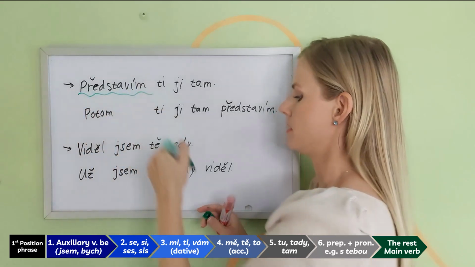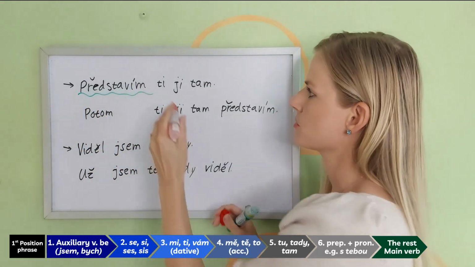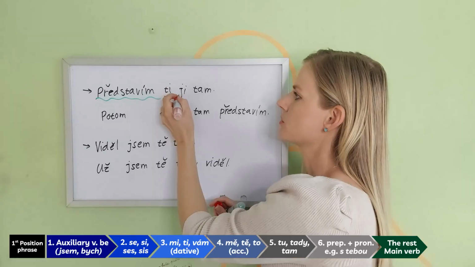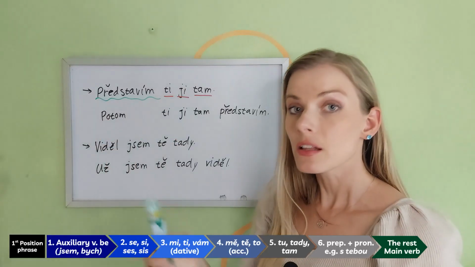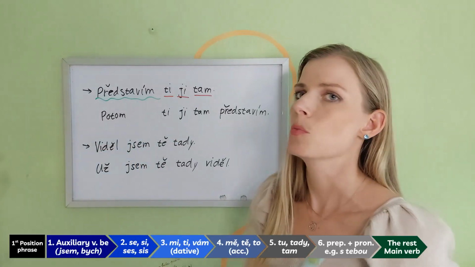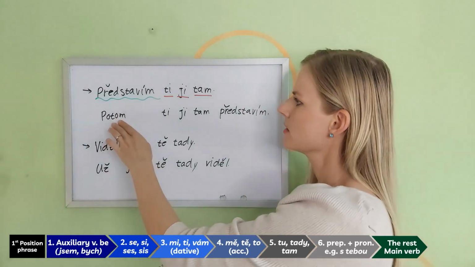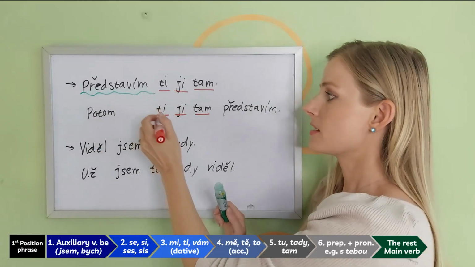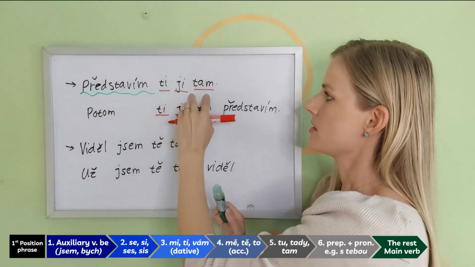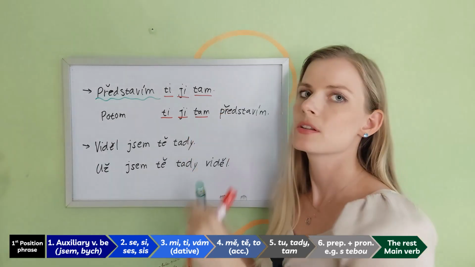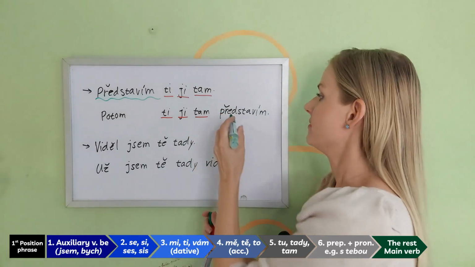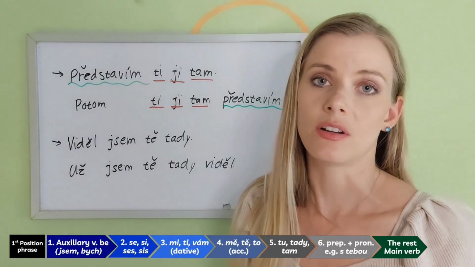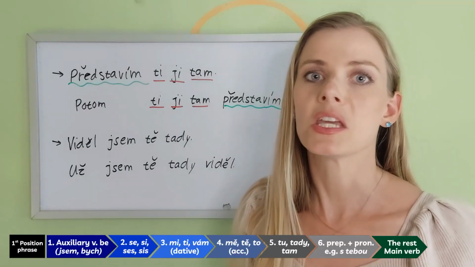Představím, this is the verb. And now we have the second position words. Ti, indirect object, then the direct object. If we add something else in the first position, for example, potom, after, or then, I'll introduce you to her there, then. You see they stayed exactly in the same place as here. And what happened? The verb is at the end. Remember, sometimes when you cannot find a verb in a long sentence, it might be at the end.